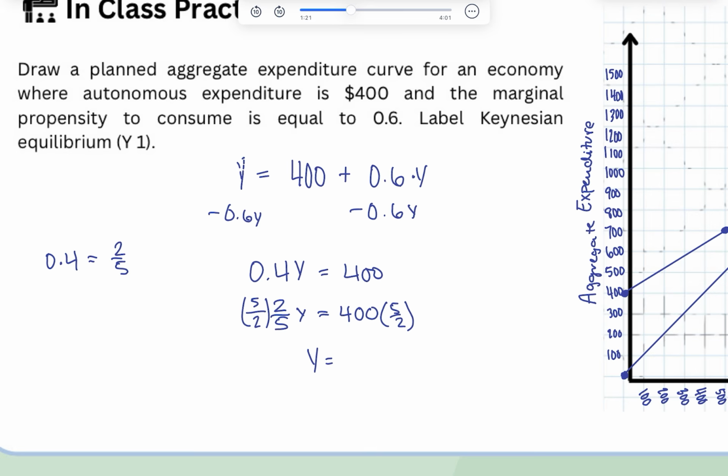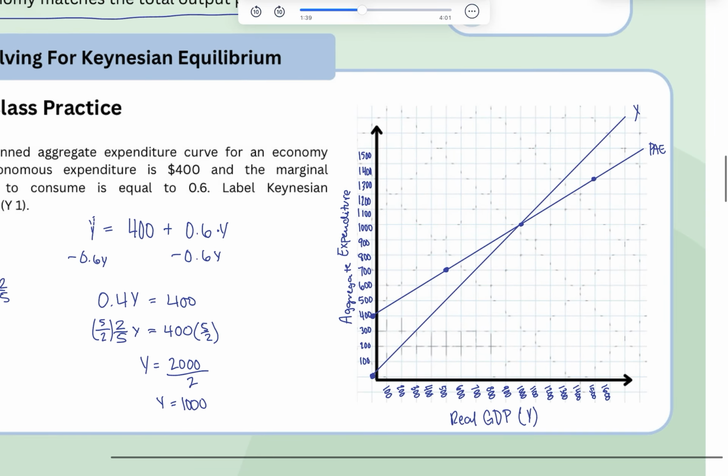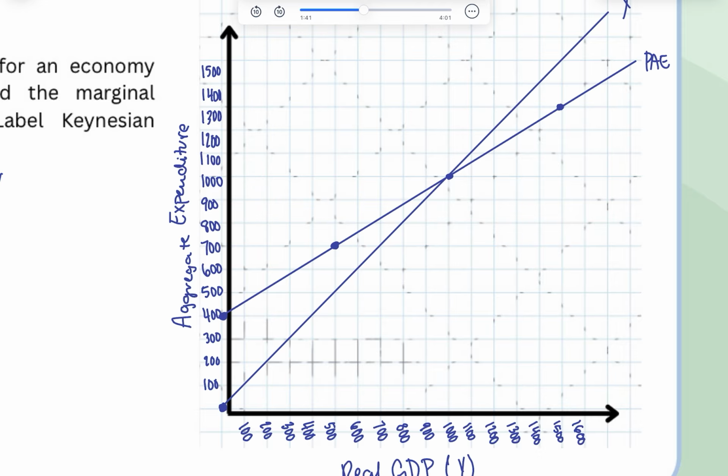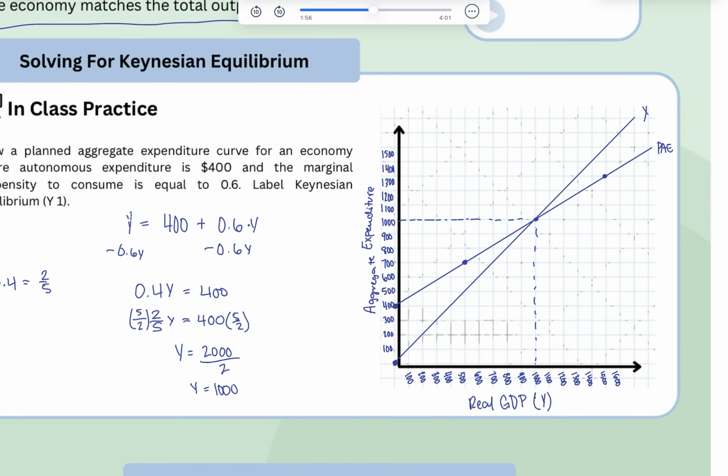So y equals 400 times 5 is 2,000 divided by 2. Y equals 1,000, and that is our equilibrium point. And as we can see right here, if we drop down, y is right here at 1,000, and so is aggregate expenditure. And here is our equilibrium.